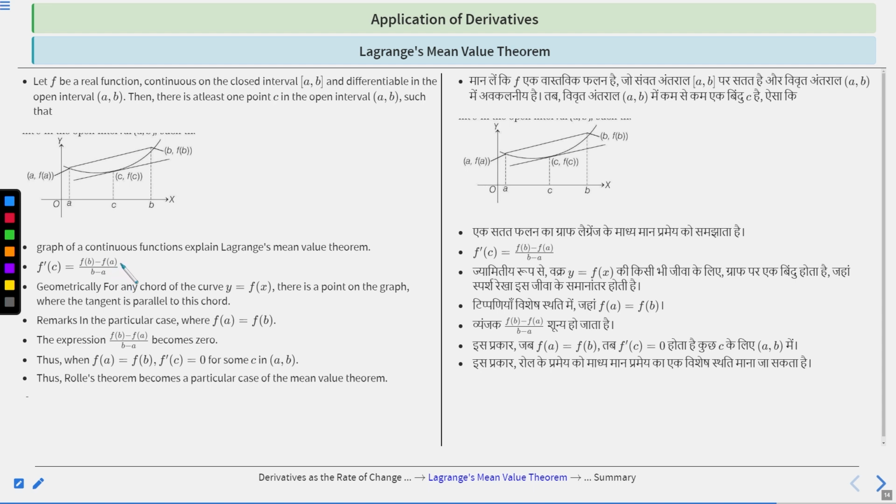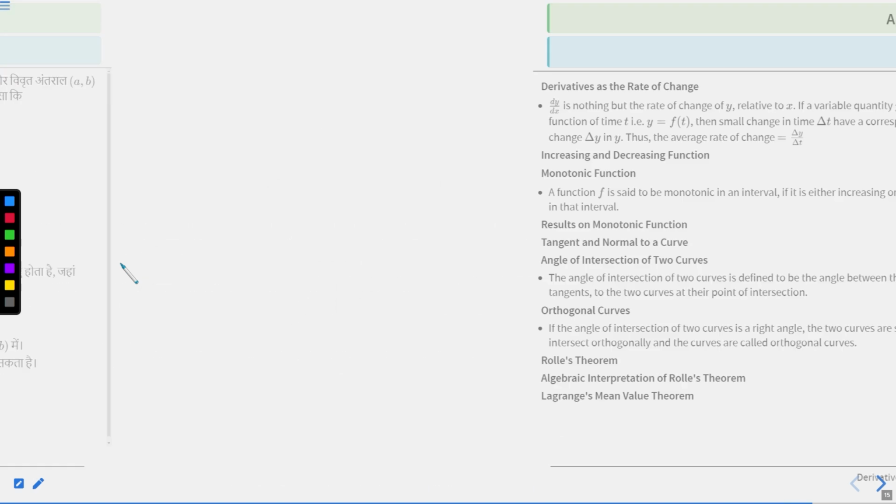So you have to keep this in mind, clear? Basically, Rolle's theorem gives a particular result for the particular case where f(b) is equal to f(a). And Lagrange's mean value theorem gives the generalized case, giving f'(c) for all the conditions of f(a) and f(b), right? So you have to keep this in mind.